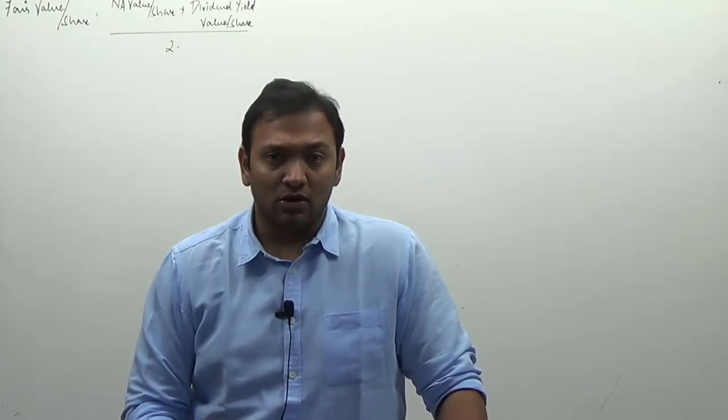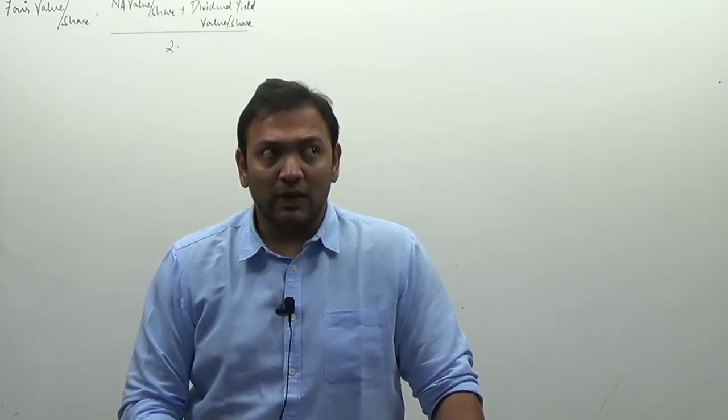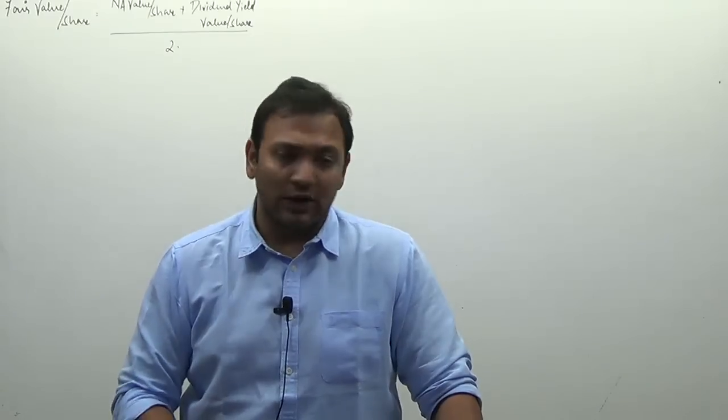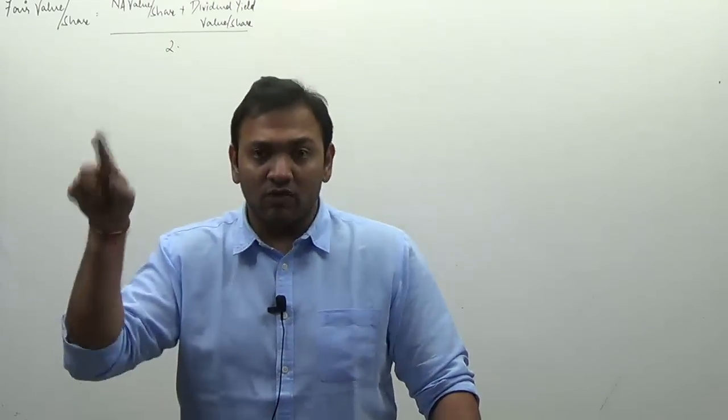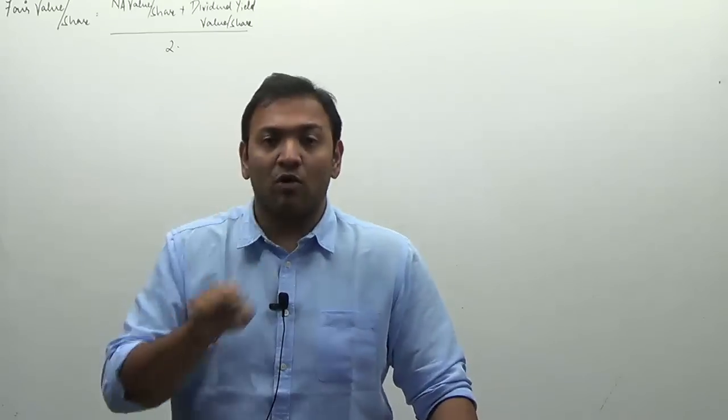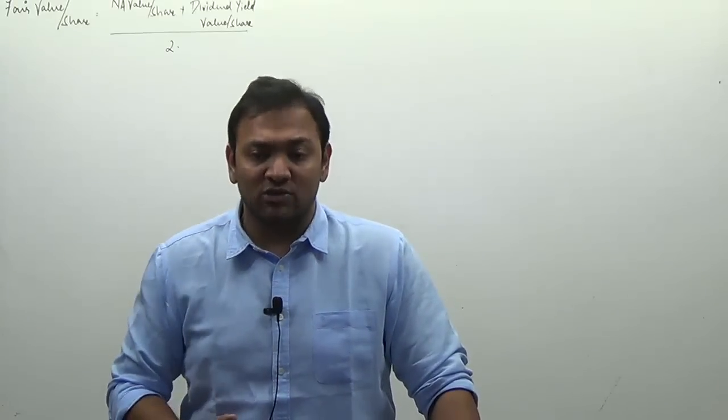So let's check. What do we start with first? To get the net assets, we need to first value goodwill. To get the goodwill valuation, we said it is 5 plus some goodwill valuation based on super profits divided by 2. So first let's identify what is that goodwill as per super profits method. And once we identify that, then we can start calculating what is your net assets value.